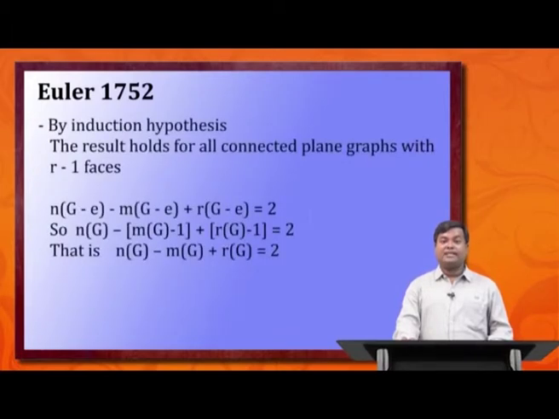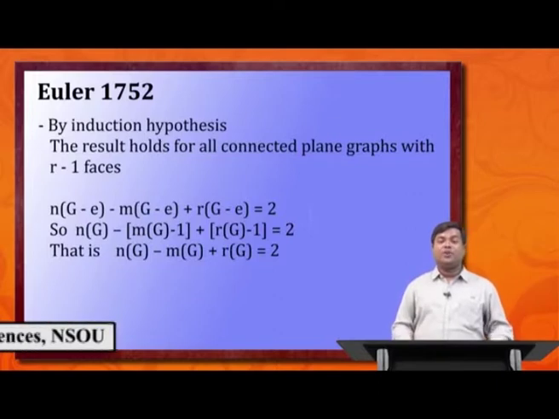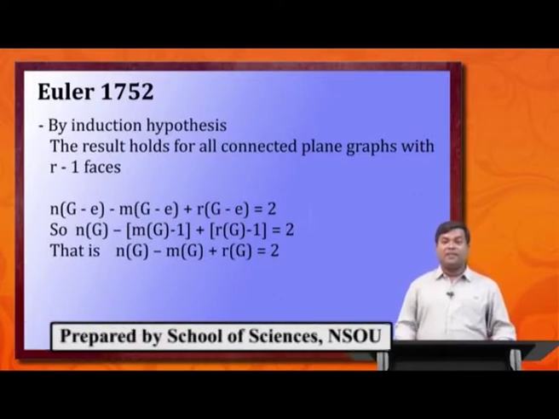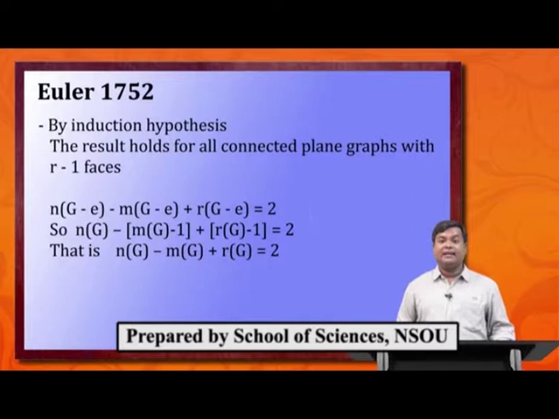Now according to the induction hypothesis, since it is true for r minus 1 phases, I have written n minus (m minus e) plus (r minus 1) equals 2, and I have put those values and found out that n minus m plus r equals 2. So this is true for all cases.